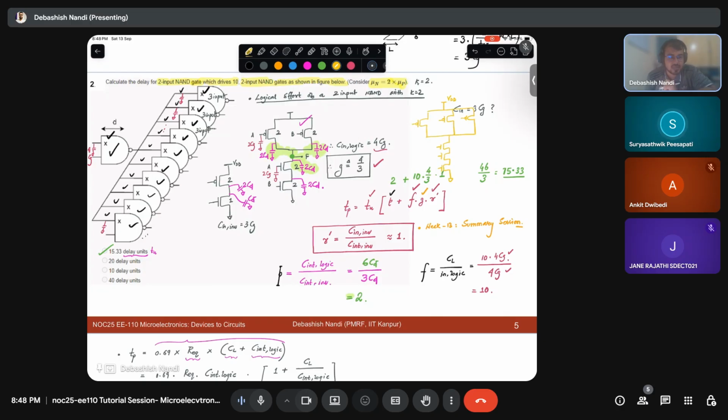Anyway, Ankit, can you tell me what will be the sizing? Three, sir. So there are 6 transistors, right? Tell me what will be the sizes of the transistors. Three, sir. Which transistors? NMOS or PMOS? NMOS, sir. What will be the size of PMOS? PMOS also three, sir. No.